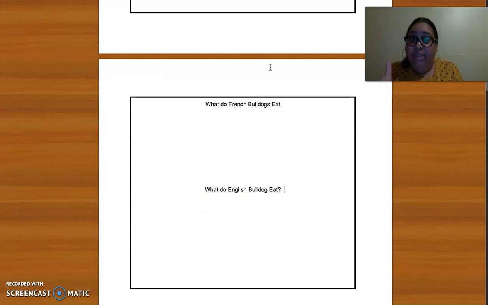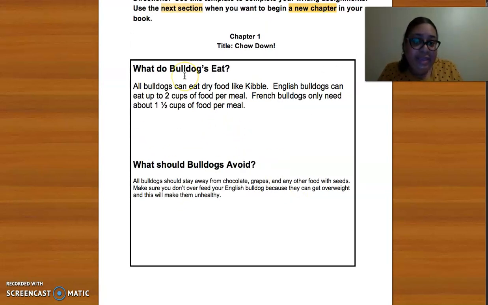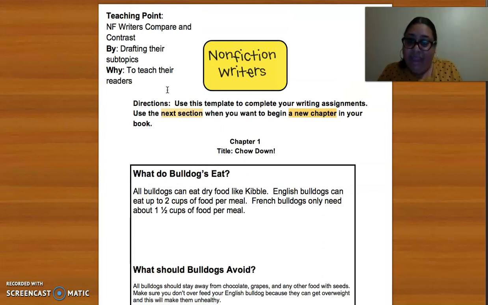But make sure that you're comparing and contrasting two things. So if you're writing about sharks, maybe say, what do the mako sharks eat? And then have another section, what do the hammerhead sharks eat? Or you can do like I did and put it all together. Mako sharks eat, but the hammerhead shark eats. The choice is yours. Okay, writers, it's time to get writing. Make sure that you have your subtopics and make sure that you are comparing and contrasting two things.